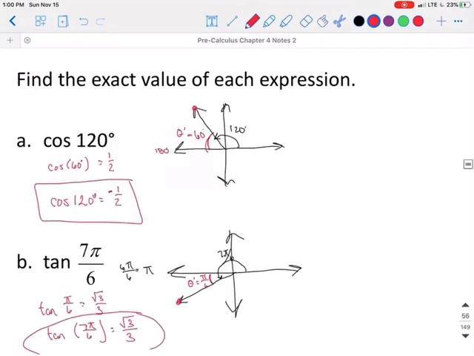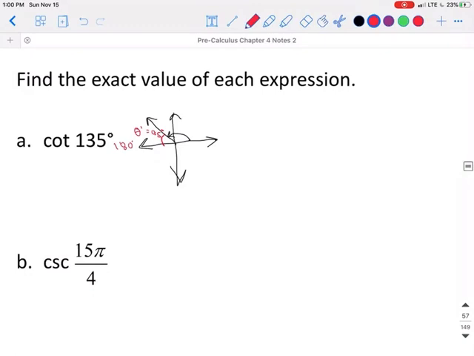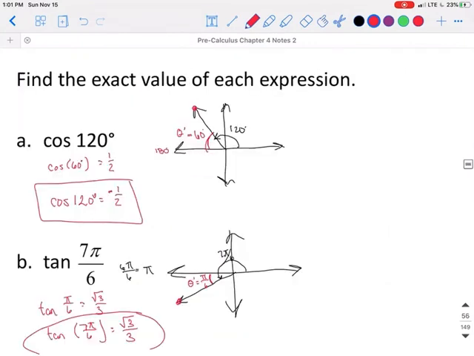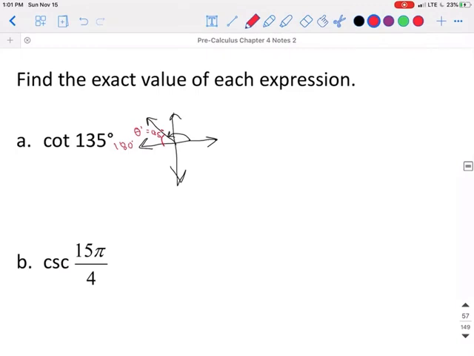So if we go back and look, we're looking for cotangent. Remember, cotangent is the reciprocal of tangent. So if we look at tangent for 45 degrees, we have 1 over 1. And so if tangent of 45 degrees is 1 over 1, then cotangent of 45 degrees is just the reciprocal of that, which in this case is still 1 over 1.